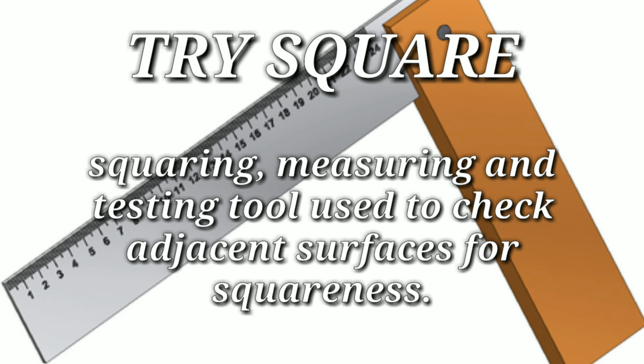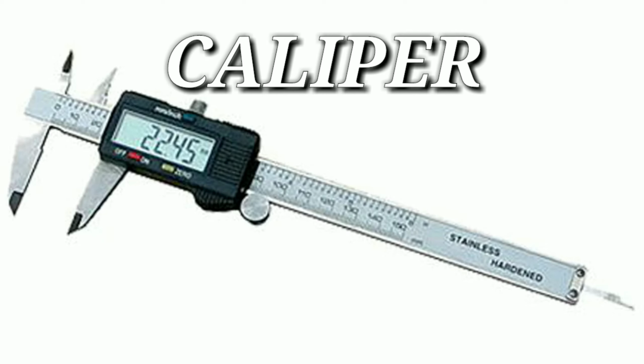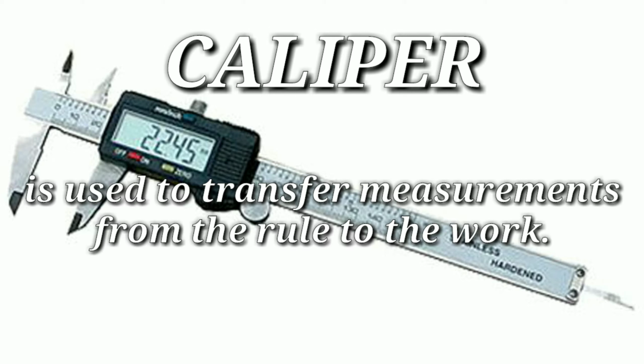Tri-square. Squaring, measuring, and testing tool used to check adjacent surfaces for squareness. Caliper. Used to transfer measurements from the rule to the work.